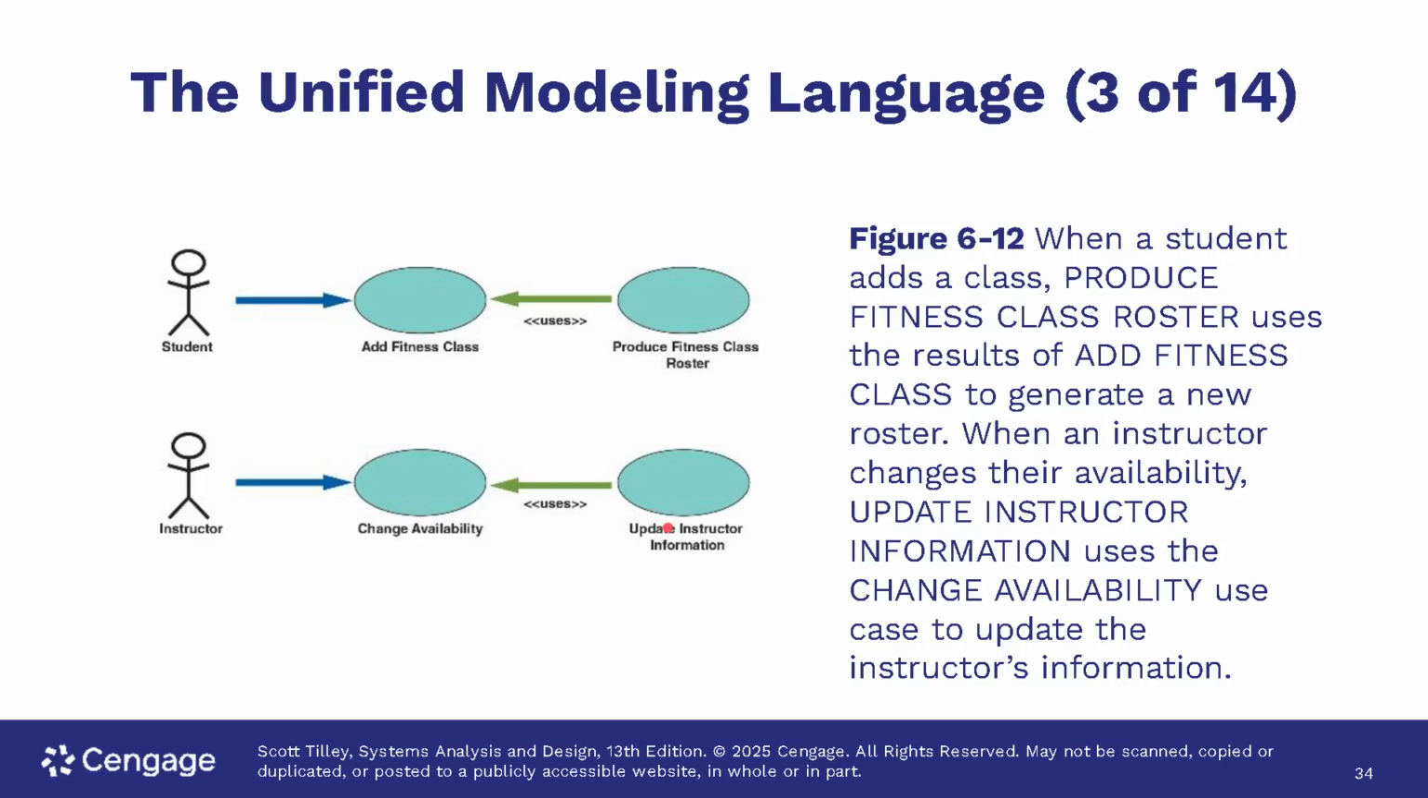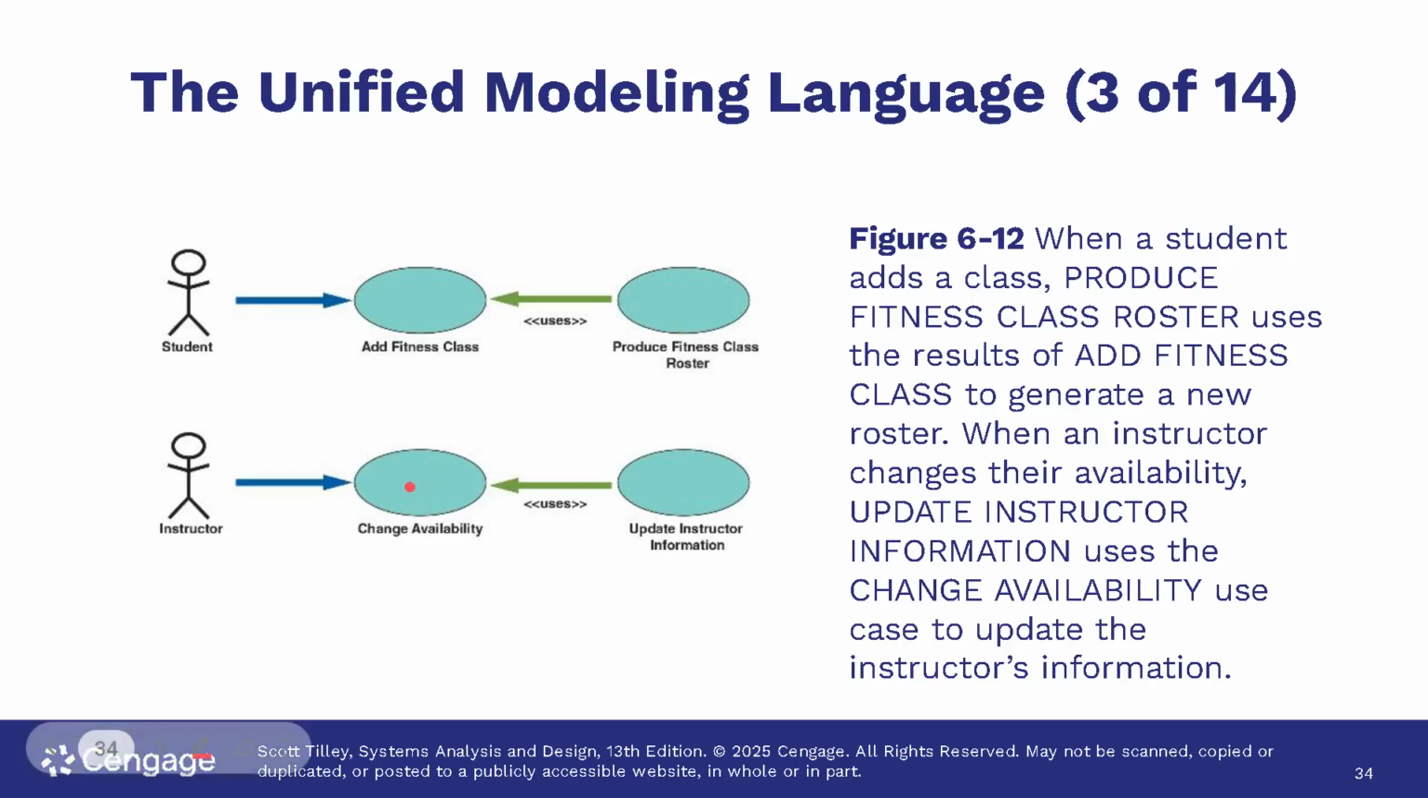Remember, I could have the same thing included in an object relationship diagram, but this is another way of looking at what has to happen to make this process work. Two slightly more complicated use cases. So a student adds a class, produce fitness class roster uses the result of the add fitness class. So it uses the result of this process, and it generates a new roster.